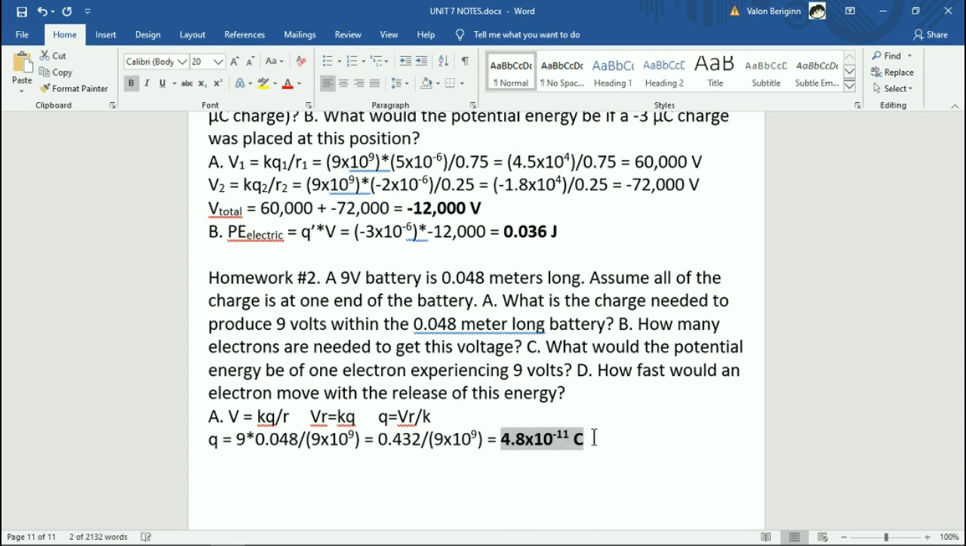So again, that's a small amount of charge. So look, going back to what I said before about how a coulomb is a lot of charge. For a battery to work, you don't need a lot of charge. So even these microcoulombs is actually kind of a lot.